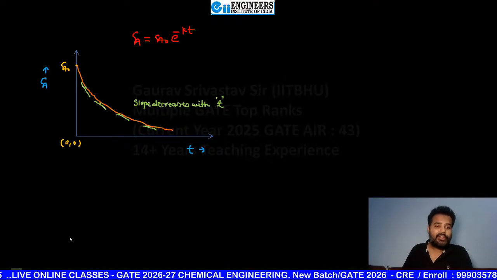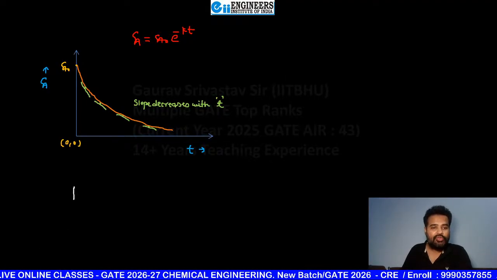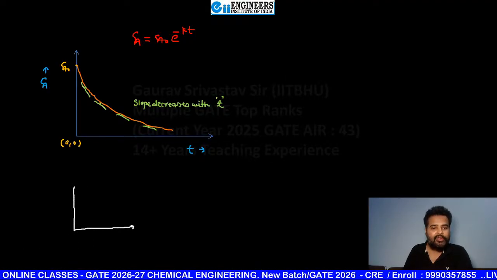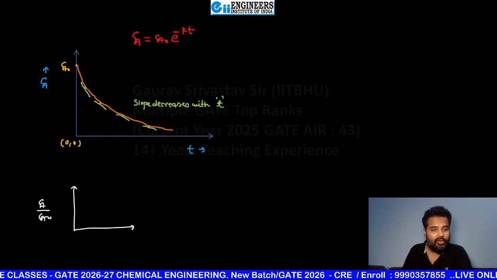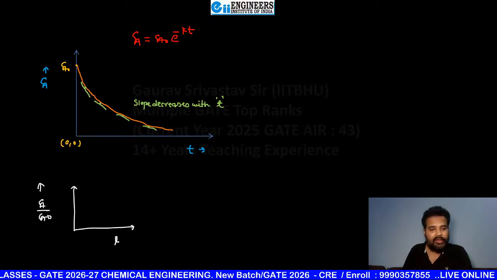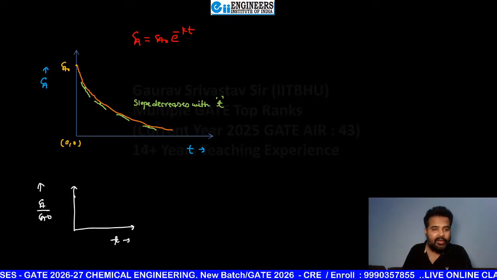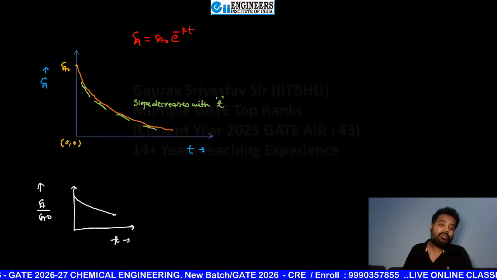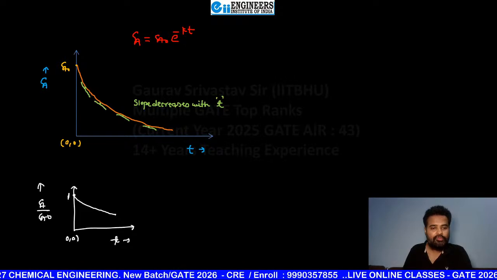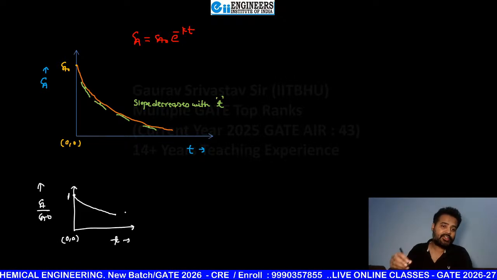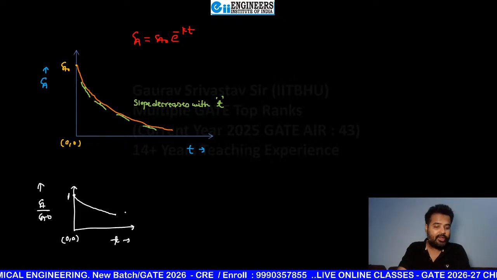The same graph, my dear students, in your examination, suppose they ask like this: this is your graph, and suppose here you write CA by CA naught versus time t. Again the graph will come in a similar manner, the only change being that this graph starts from point 1. And this is your 0, 0. Is it crystal clear to all of you, beta? Can we proceed?